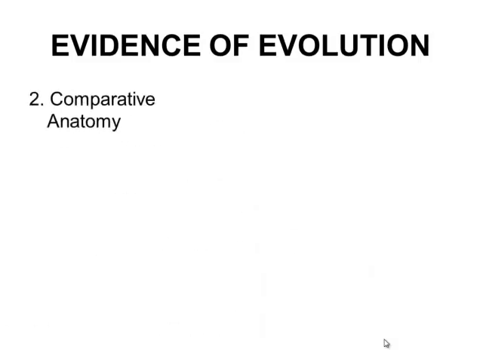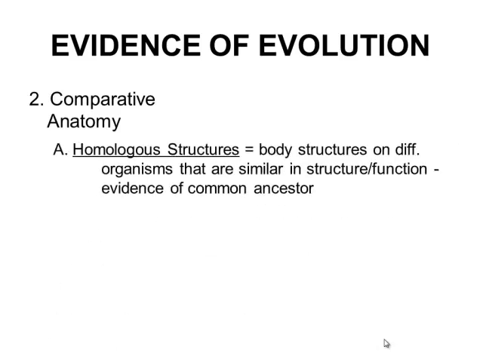The second piece of evidence that we have is comparative anatomy. And comparative anatomy lets us look at the skeletal structure between different organisms, and it lets us see, was there a link? Is there not a link? And when we're looking at comparative anatomy, we actually have a couple of new vocab words. The first thing are homologous structures. Now, homologous structures are structures on different organisms that have a similar structure and or function. Homologous structures are evidence that we had a common ancestor.